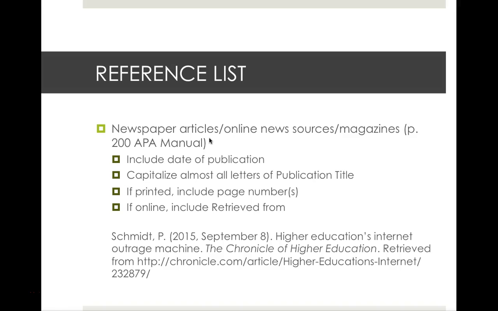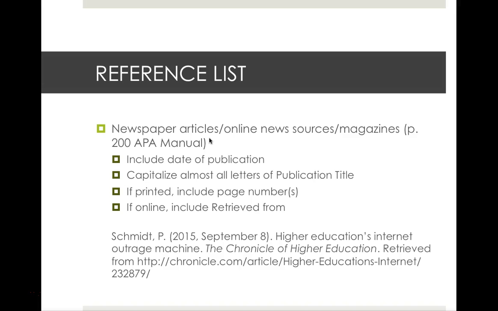Newspaper articles, online news sources, and magazines can also be confusing. Page 200 of the APA manual will be helpful here. When you're citing these on a reference list, you need to make sure that you're including the date of publication. You're going to capitalize almost all the letters of the publication title.